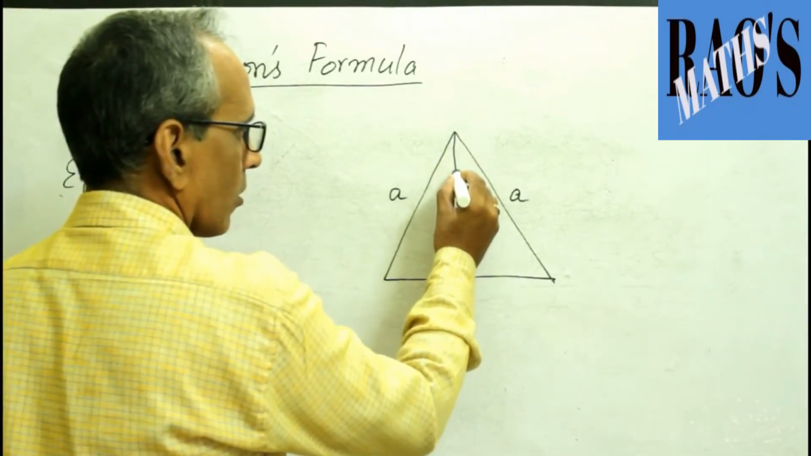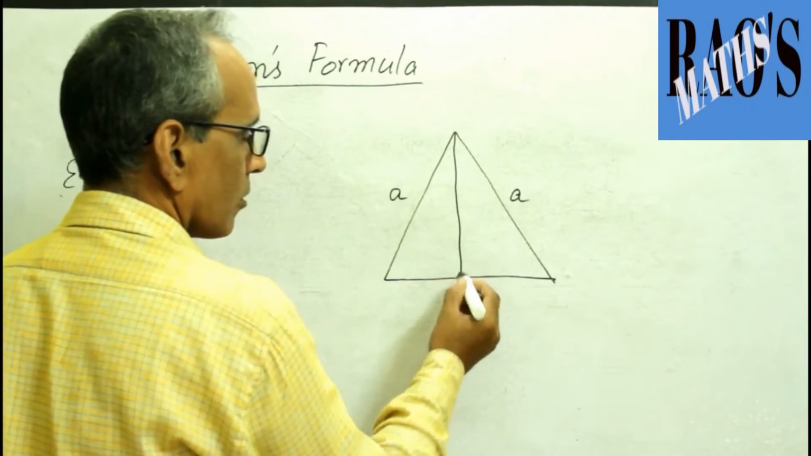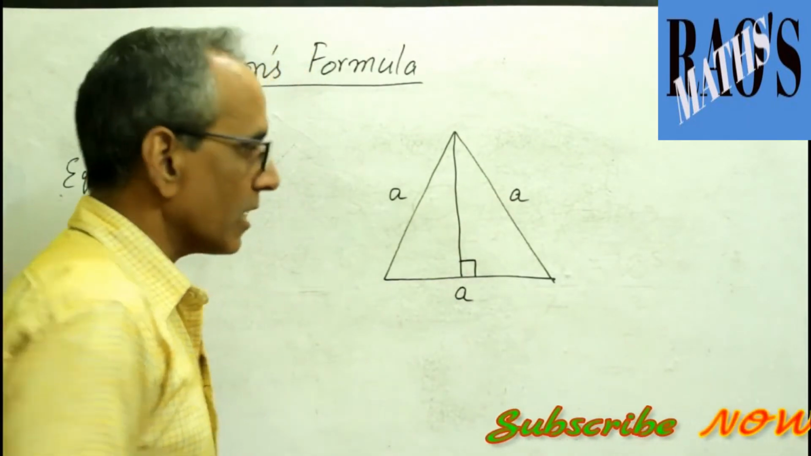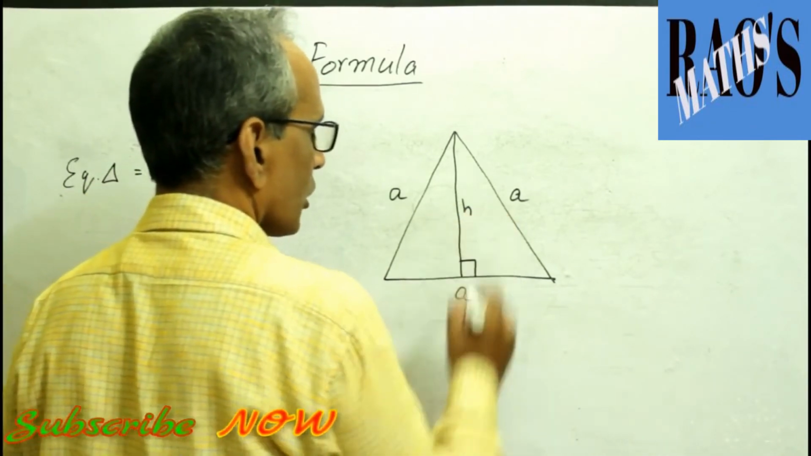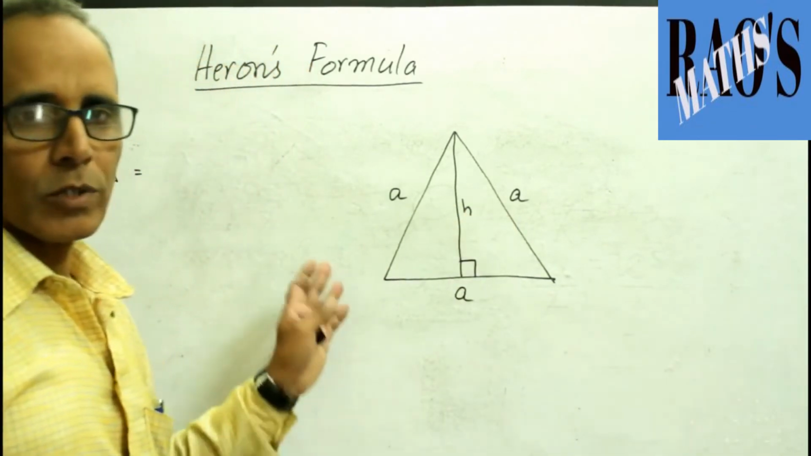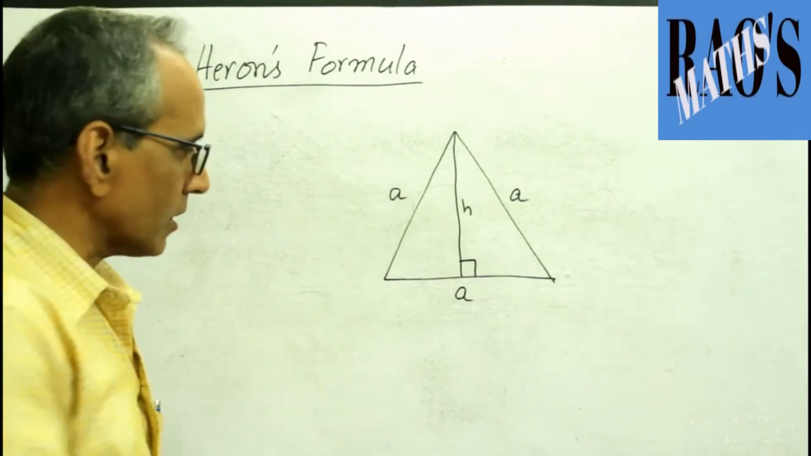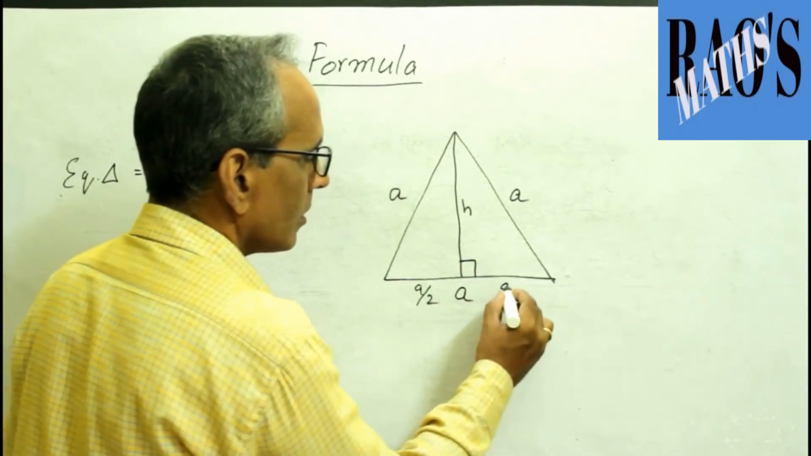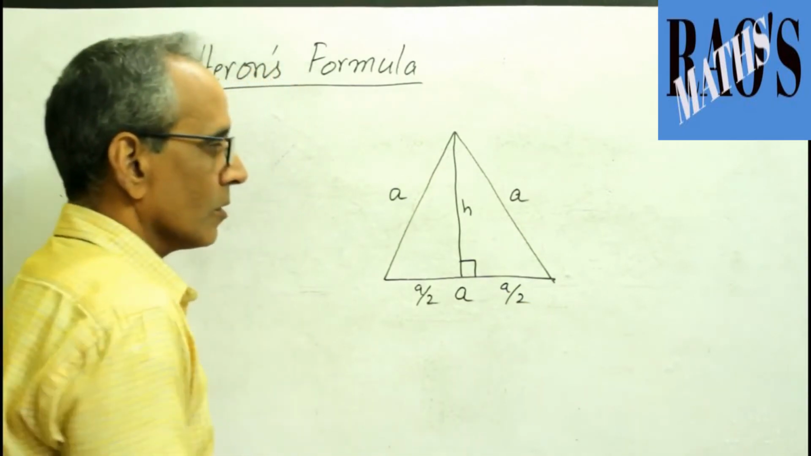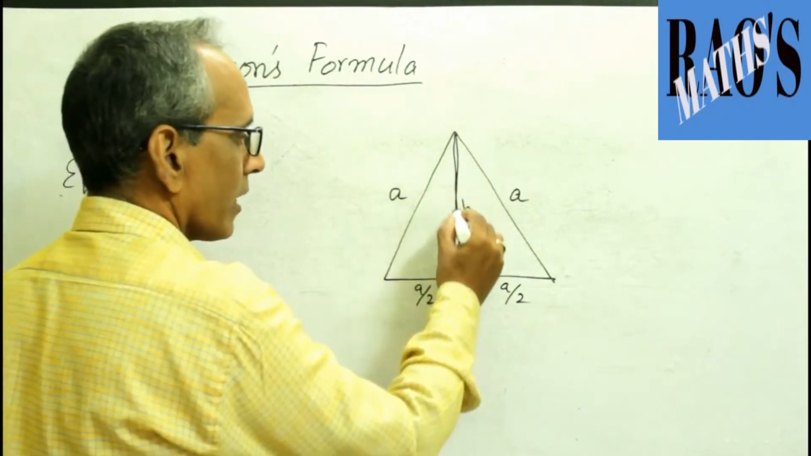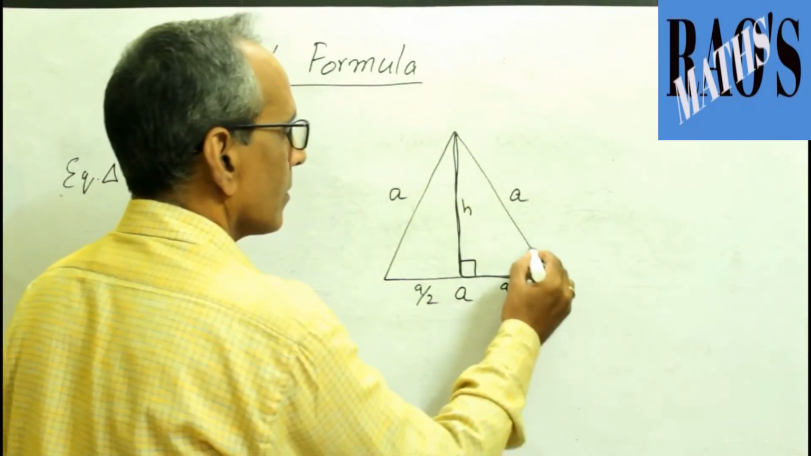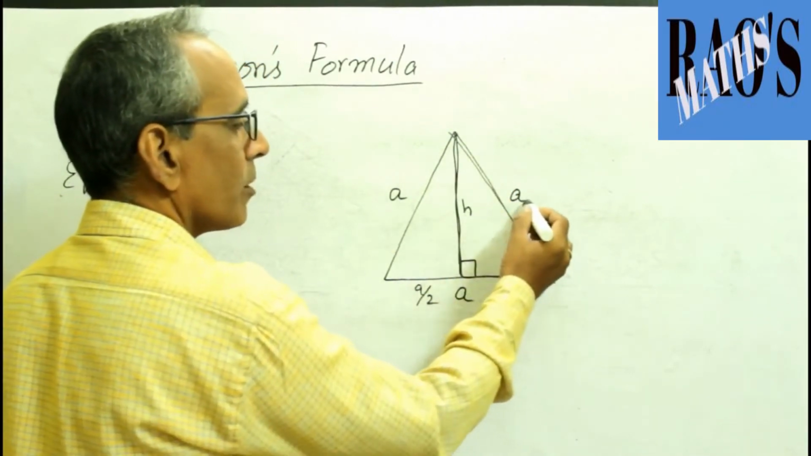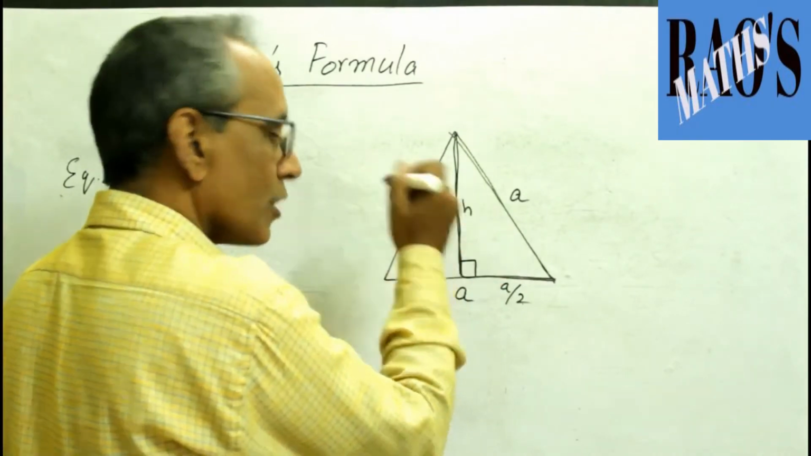So I draw a perpendicular to the base. Of course it is the altitude, which makes 90 degrees. This is h. We know the altitude in an equilateral triangle divides the base into 2 equal halves. This is a by 2. This is a by 2. So if I consider this right triangle, where the legs are a by 2 and h, and hypotenuse is a, you can find h.